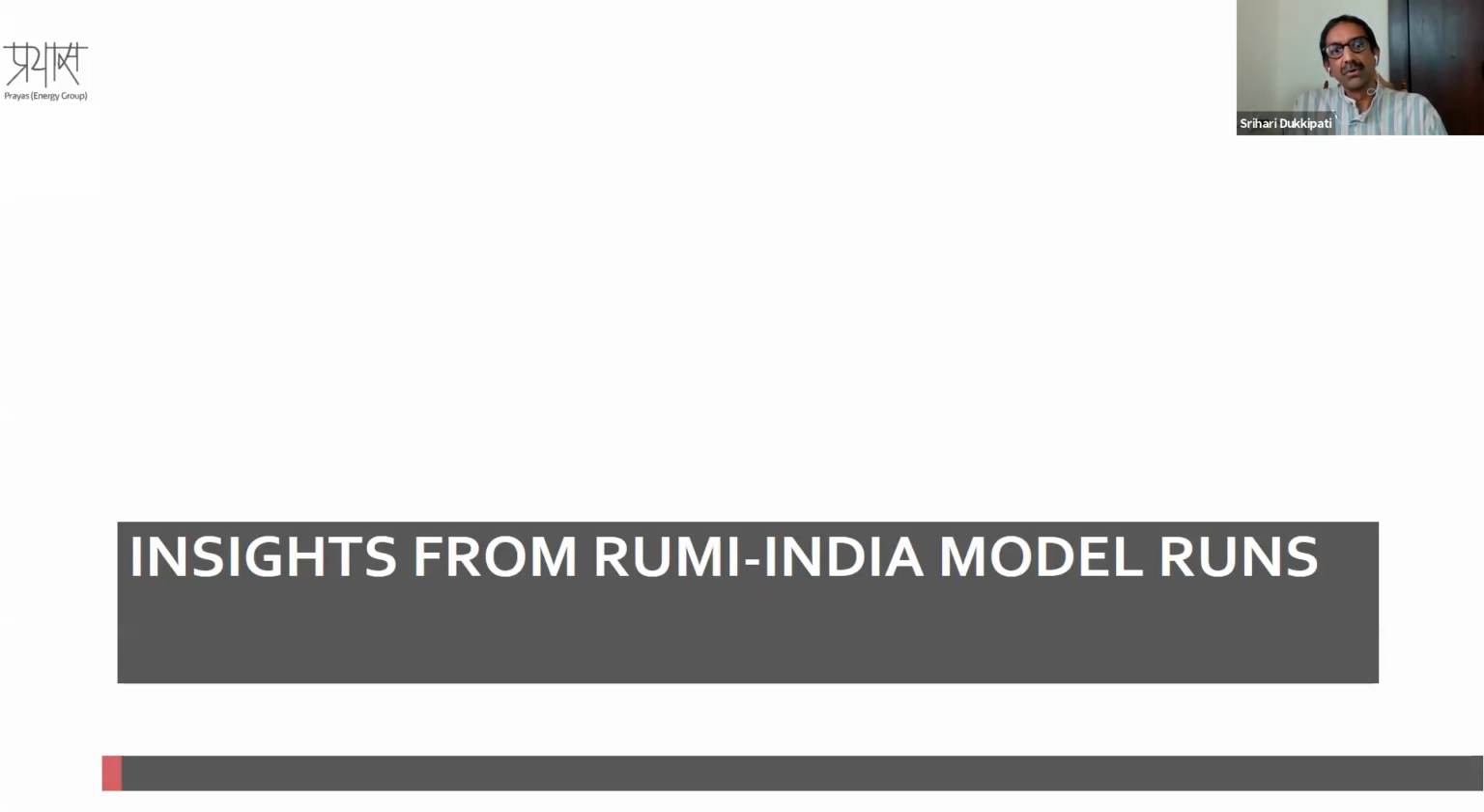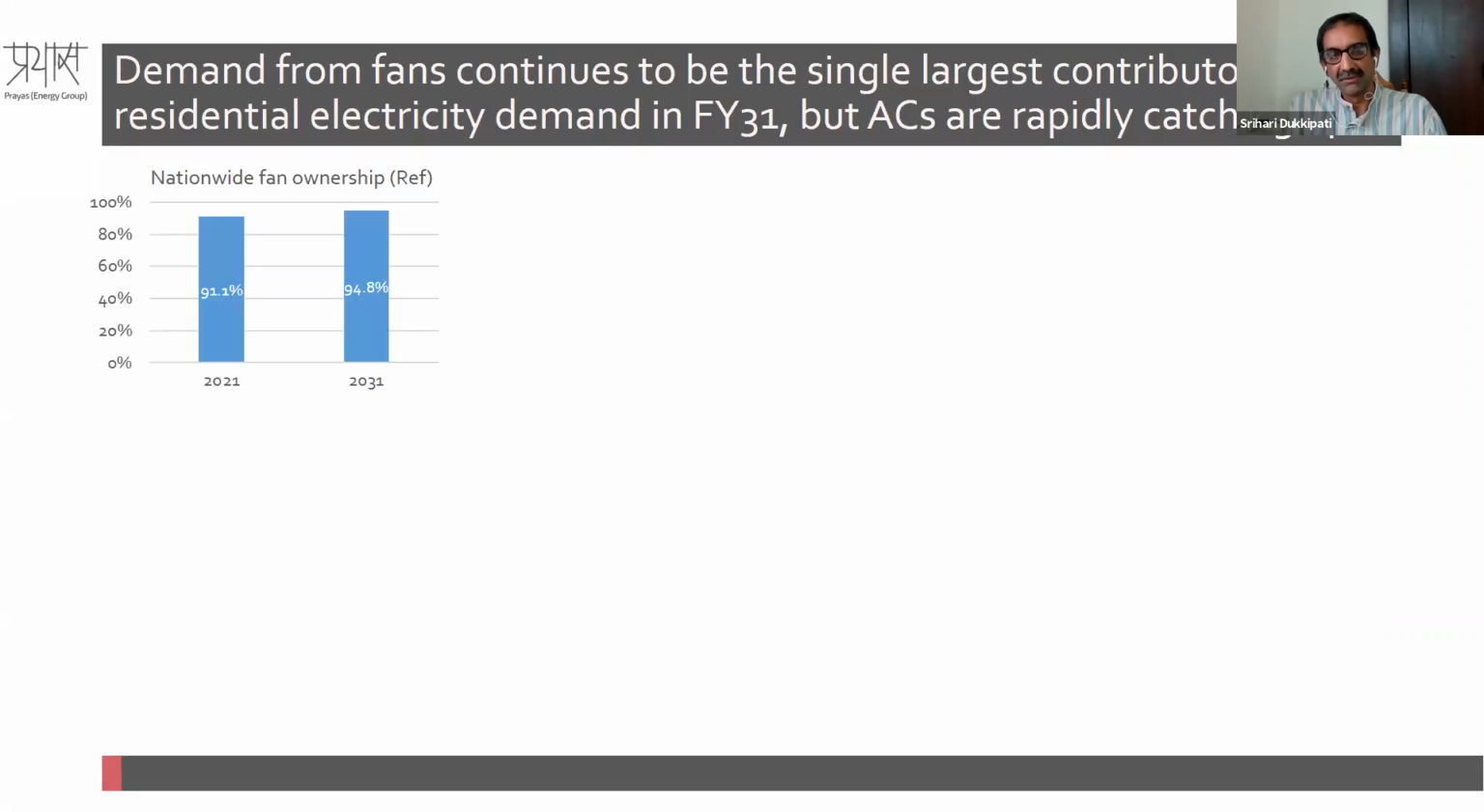Now, I would like to go over the results and insights very quickly, and I'll end the presentation in the interest of time to give enough time for the panel discussion. So the first observation that we have from these modeling runs is that demand from fans continues to be the single largest contributor to residential electricity demand even in FY31.